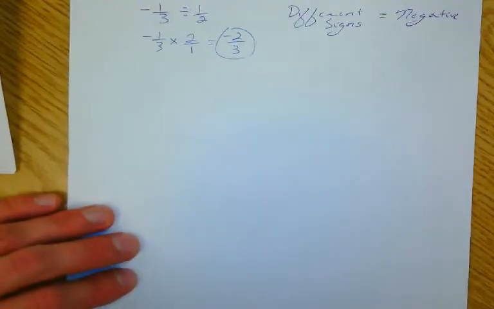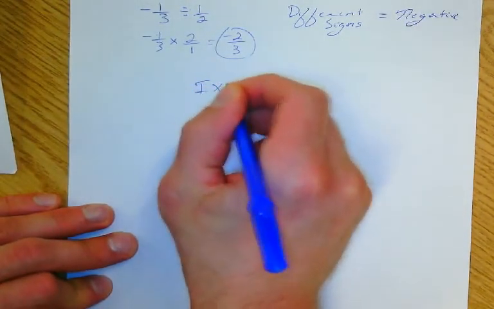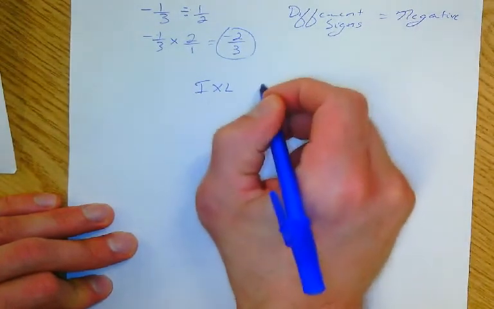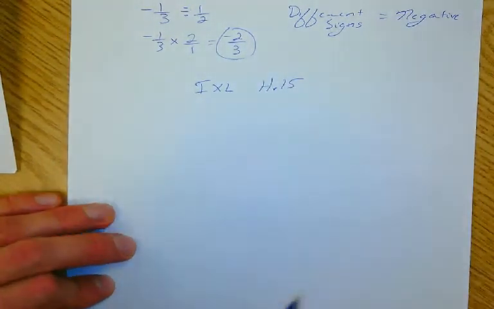So that's today's lesson. I think you're prepared right now to go on to IXL and work on the skill H15. This is multiplying and dividing rational numbers.